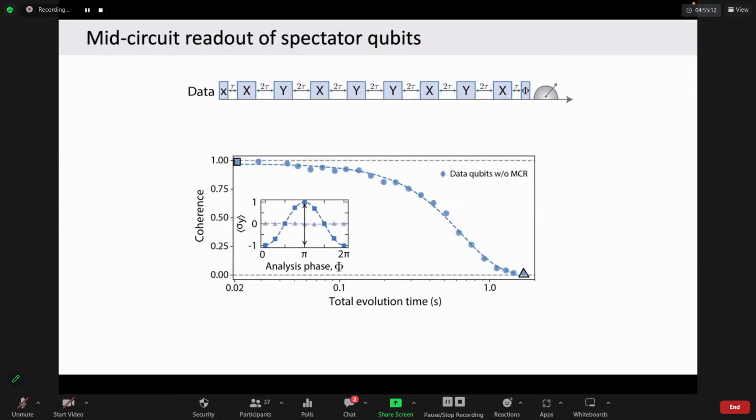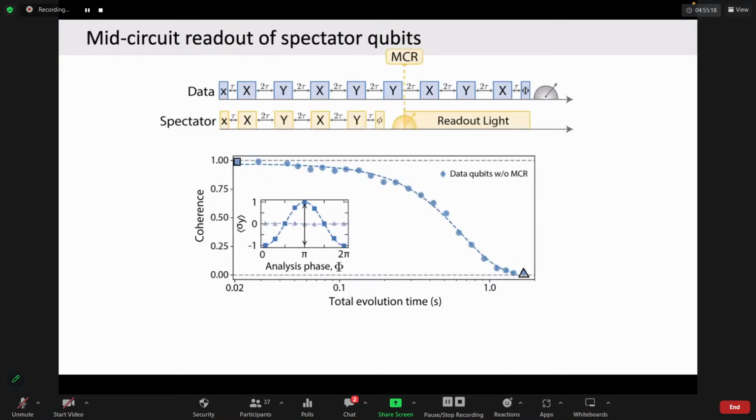This is just for us to establish this baseline and then to see what happens to this coherence time when we also manipulate the spectator qubits, and importantly, when we read them out. As we read them out, we actually put a lot of laser light on all the atoms. And the question is, does this affect the data qubits' coherence time?